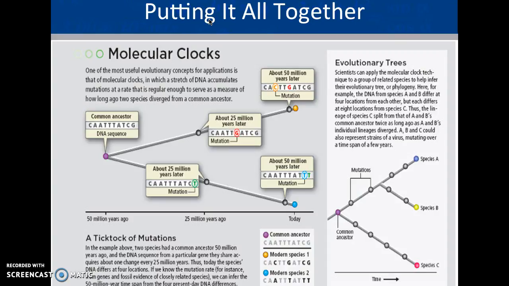Putting this all together, one of the most useful concepts for the application of molecular clocks is that mutations are occurring at a rate that is regular enough to serve as a measure of how long two species have diverged from a common ancestor. And so molecular clocks allow me to determine how long ago we had a common ancestor, or how long we've been evolving away from that common ancestor, because we can assume that the less similar my DNA is, the longer I have been evolving away from a common point.